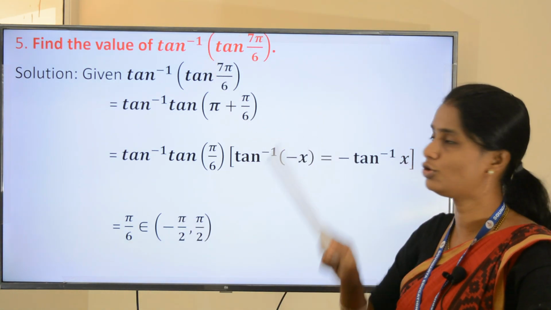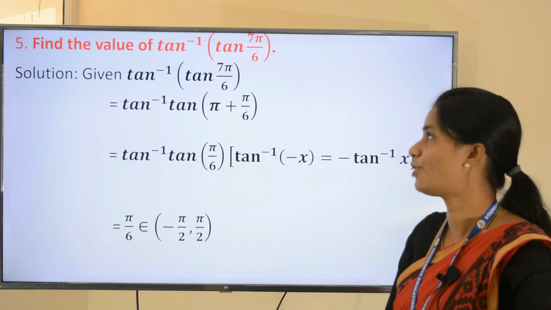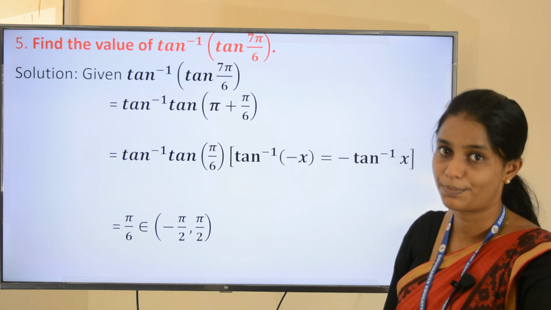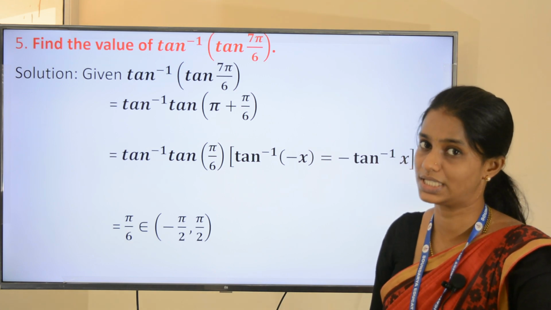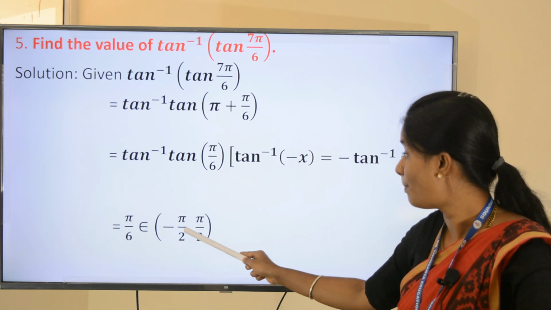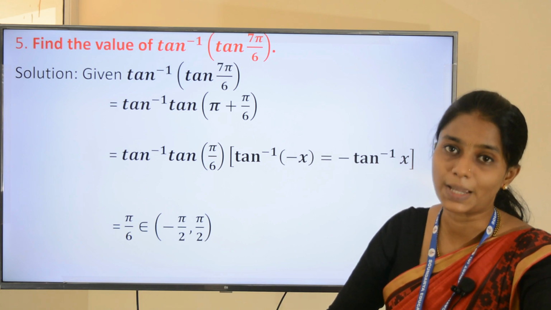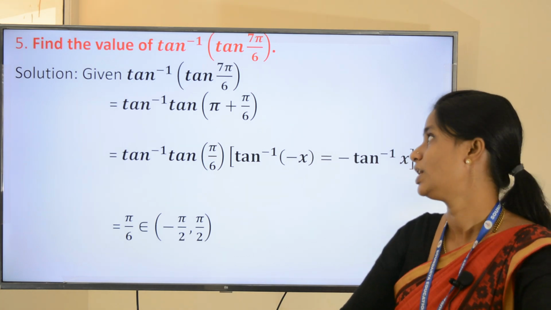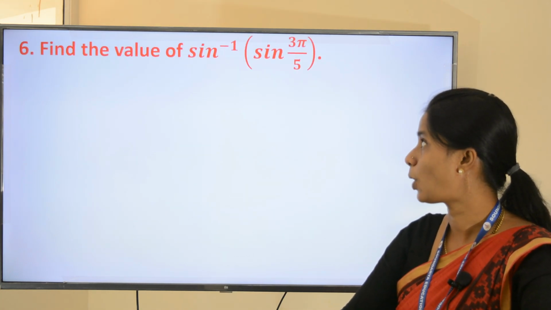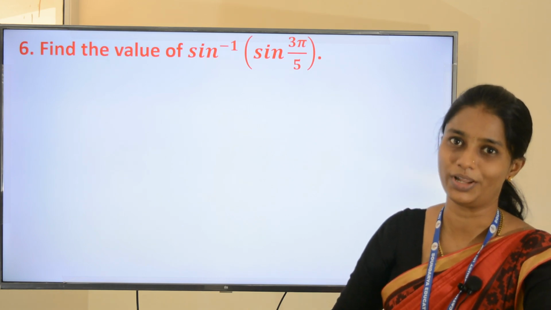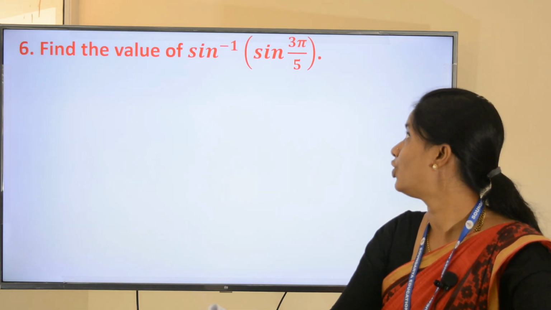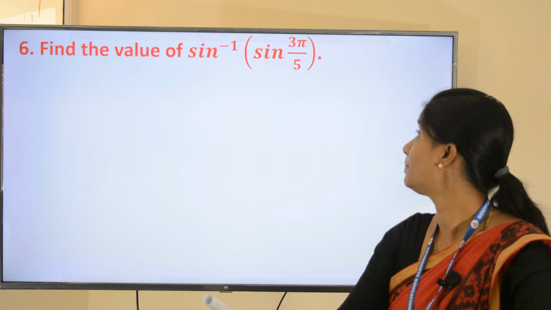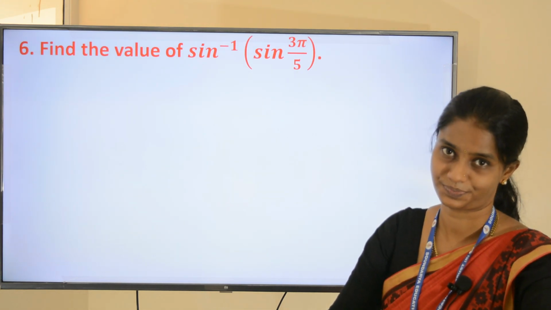Therefore the value of tan inverse of tan 7 pi by 6 is pi by 6, which belongs to the open interval minus pi by 2 comma pi by 2. Now we'll move on to the next problem, students. Sixth problem: find the value of sine inverse of sine 3 pi by 5.